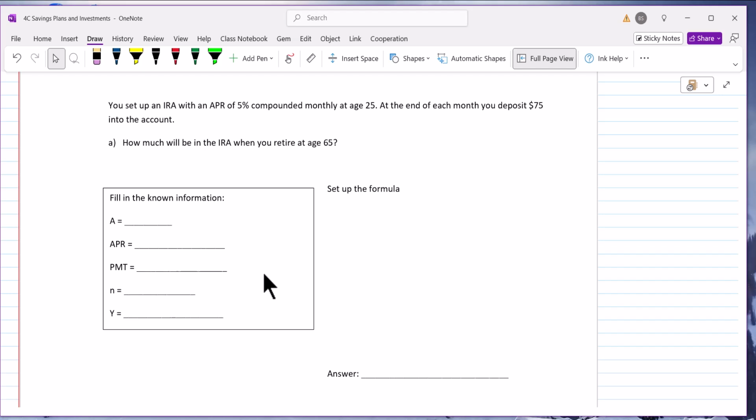So what I want to see when I walk around is if you're identifying the information, and if you're setting up the formula. Then we'll see if you're getting the right answer with the calculator. We'll see if we're doing a little bit better on the calculator part here. Then after we do this problem, I am going to show how your TI-84 will do the problem. Okay. We want to go to the next page.